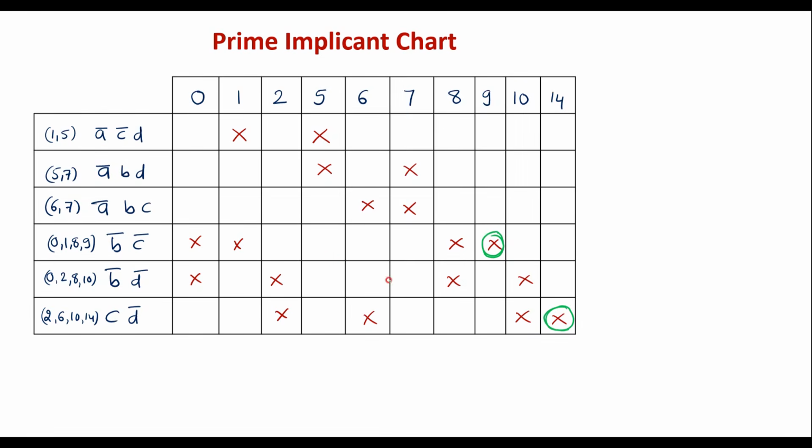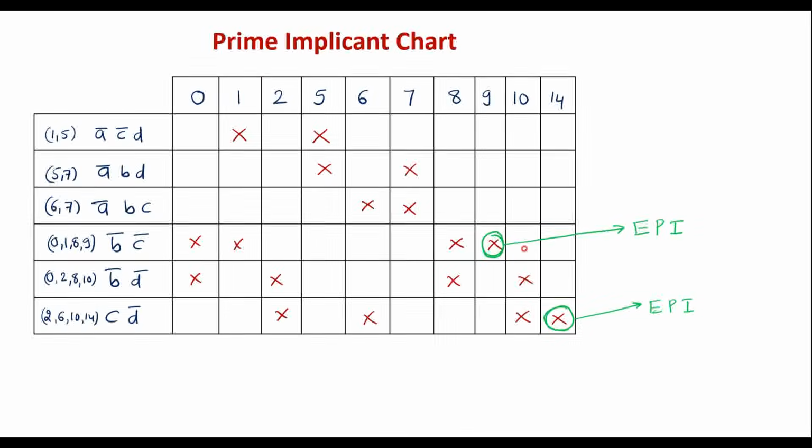So now the columns which are having a single cross mark, the corresponding row values are the essential prime implicants. Therefore this cross mark belongs to the row 0 1 8 9, that is B bar C bar. So B bar C bar is an essential prime implicant. I will mark here. So this is an essential prime implicant. Similarly this is an essential prime implicant. So essential prime implicants means these two we must consider.